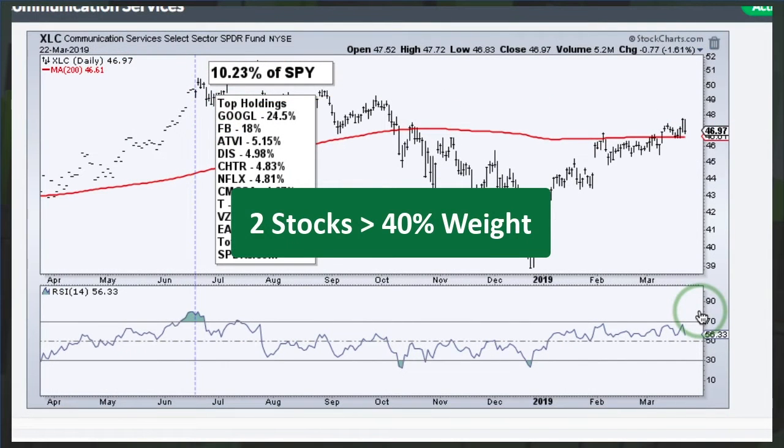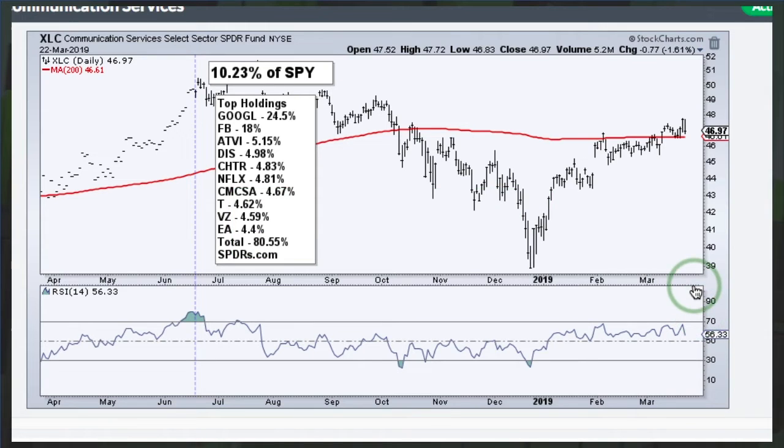Now, if we look at communication services, we can see it's 10% of the S&P 500. And look at this, two stocks account for over 40% of the sector SPDR here, Google and Facebook. And frankly, I think this is the silliest sector out there because this is just a hodgepodge of businesses that really don't correlate, I don't think. I mean, you have Google and Facebook. Okay, they probably correlate. Then you have Activision Blizzard, which is a video gaming stock.